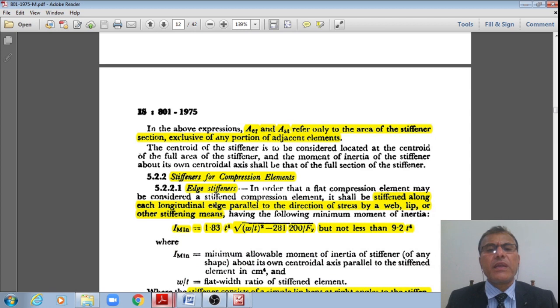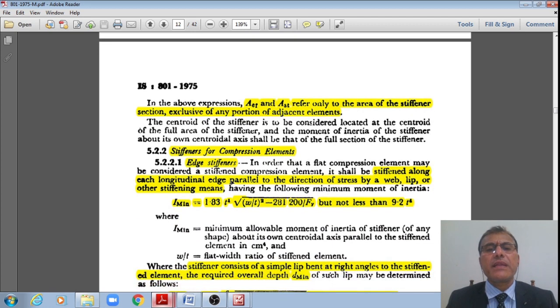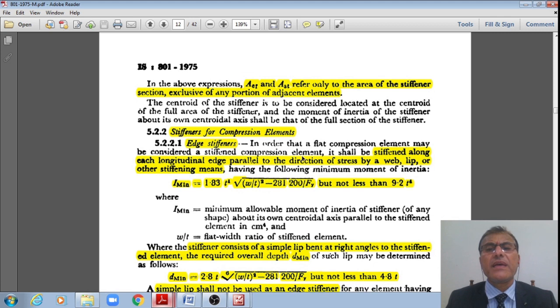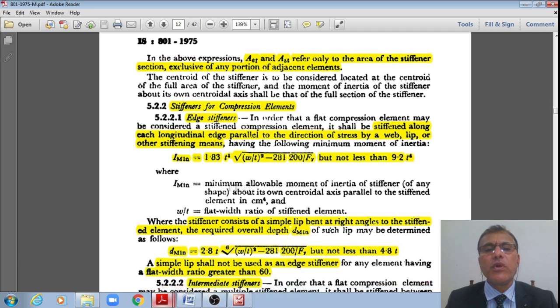Now, next, stiffness for compression elements, right? If at all I do have edge stiffeners, which are stiffened along each longitudinal edge parallel to the direction of stress by web, lip, or other stiffening means, then we should have a minimum moment of inertia given by this formula: 1.83 t to the power 4 under root w by t whole square minus 281200 divided by capital Fy. But however, this value shall not be less than 9.2 t to the power 4.